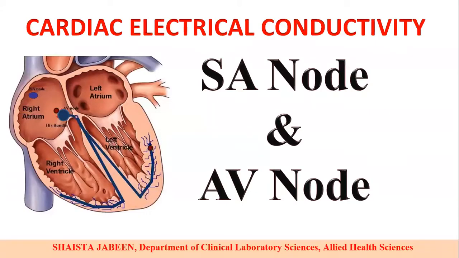This video is about how the electrical conductivity is carried out by the heart, that is basically by the SA node and the AV node. SA node is the sinoatrial node and AV node is the atrioventricular node.